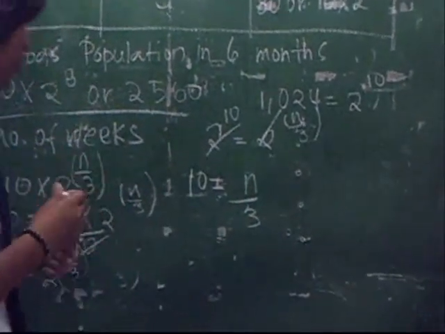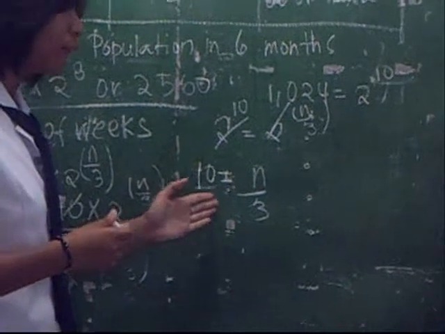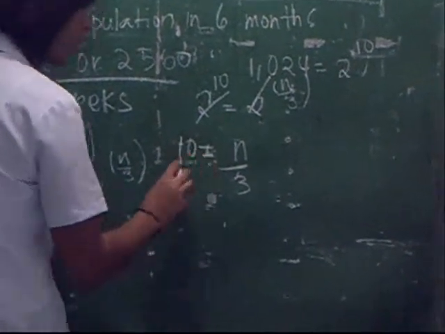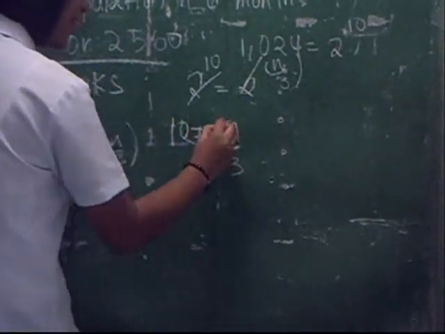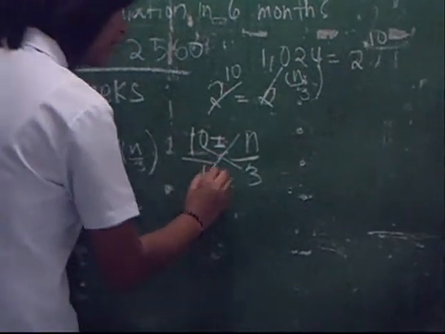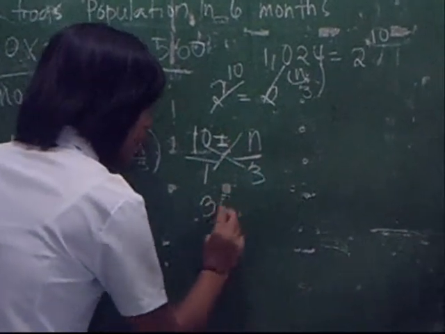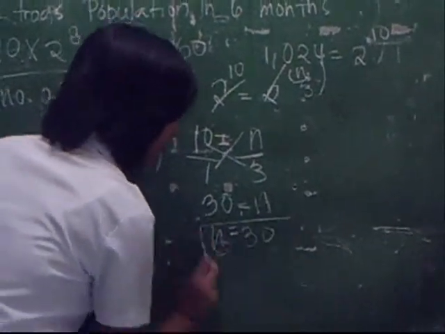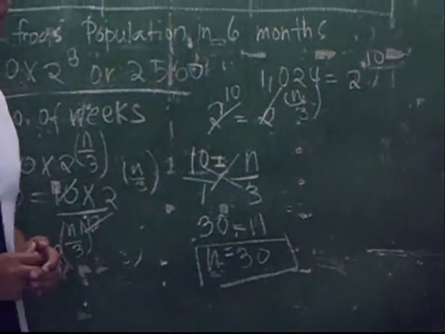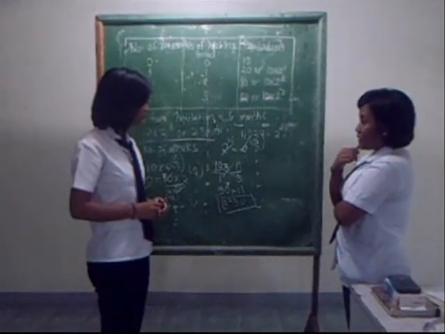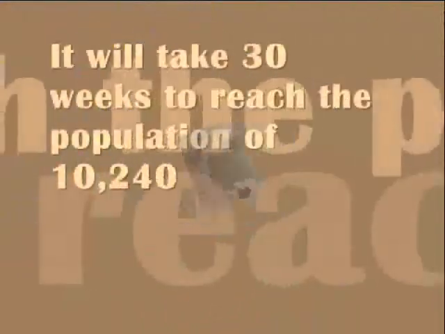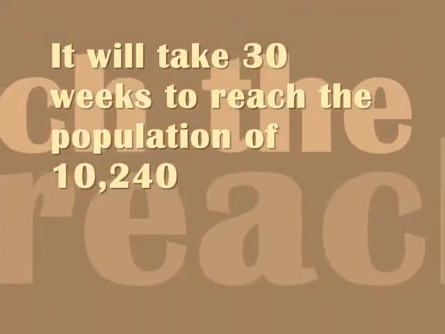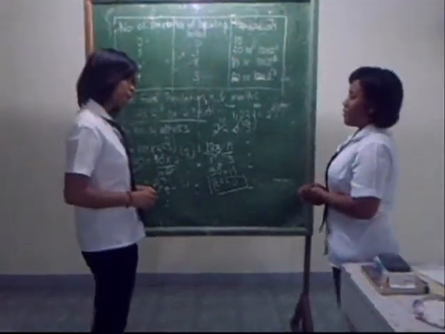So, how are we going to solve this one? By means of cross multiplication. We're going to cross multiply 10 by 3 and n by 1. So, 10 times 3 equals 30, so n equals 30. That means that the population will be 10,240 in 30 weeks. Yes, that's it. Thank you for helping me with this problem, ma'am. You're welcome.